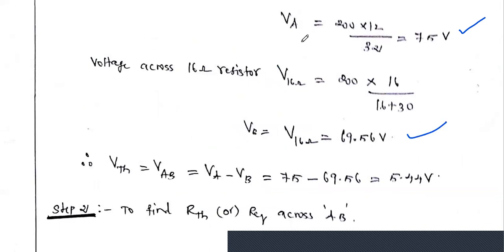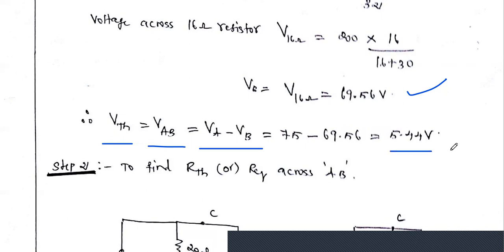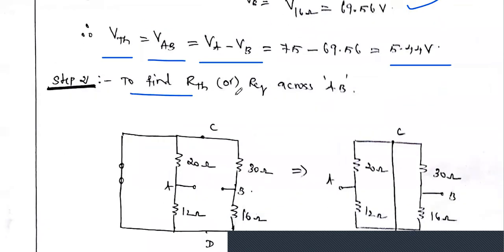So VA is calculated, VB is calculated. The next step is to subtract VA minus VB, and we get VAB. The VAB is nothing but VTH, the voltage across nodes A and B. It is nothing but the Thevenin's voltage. So 75 minus 69.56, the answer is 5.44 volt. This is nothing but VTH. So the second step is over.